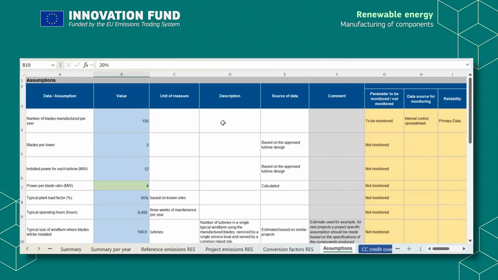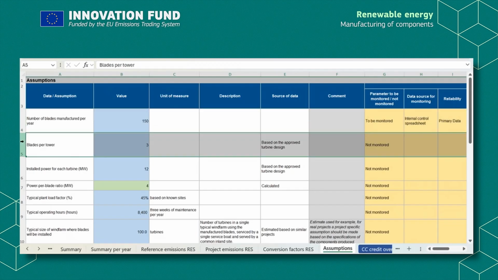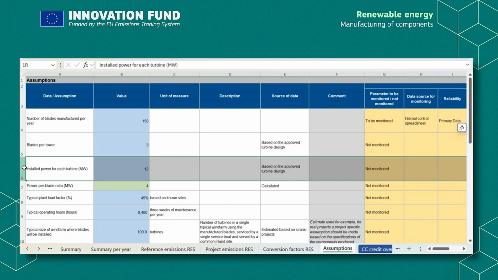For projects in the renewable energy sector category, reference emissions are tied to the amount of energy that will be produced by the project. As per the GHG methodology, we assume that without the project, this energy would be supplied by the grid. I will start by listing the assumptions used to estimate the amount of renewable energy generation. In this case, the applicant aims to manufacture 150 blades per year to be installed in wind turbines. Each turbine will have 3 blades and an installed power of 12 megawatts.